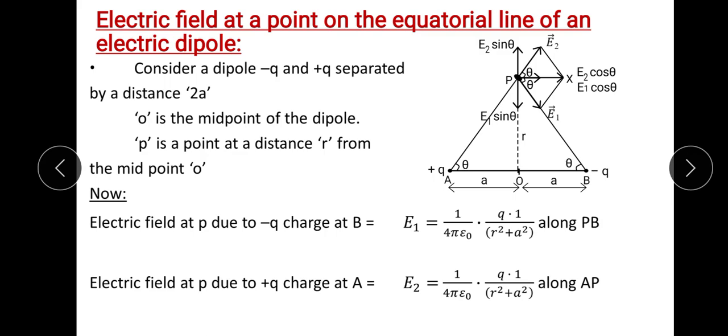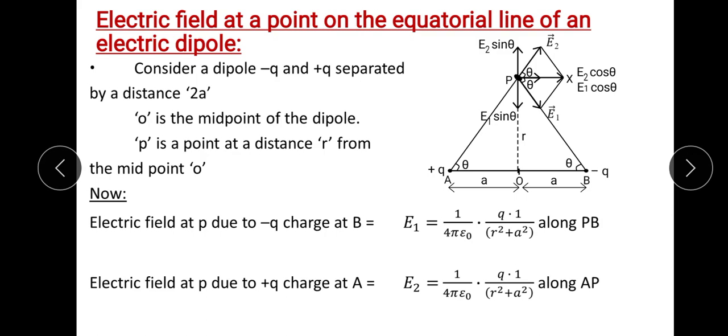In the diagram, this is a positive charge and this is a negative charge, which are separated by a distance of 2a. And this is the midpoint of the dipole. Now, what is the equatorial line? A line which is bisecting the dipole perpendicular to the dipole axis is called the equatorial line. So you can observe in the diagram, the line PO is bisecting the dipole at its midpoint. So this line can be considered as an equatorial line.